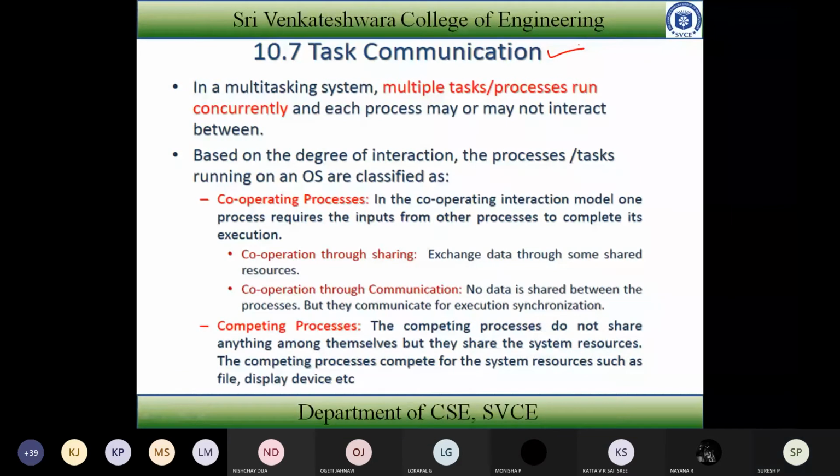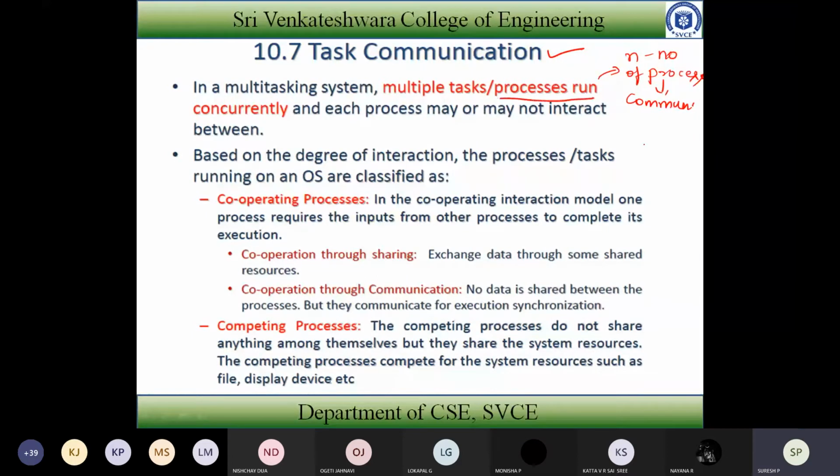Now, when you have communication between the tasks, in a multitasking environment, a number of tasks will be running concurrently or in parallel. When a number of processes are running in parallel, one process may require data from the other process, so they have to communicate. But at what level is the next question. Whenever a number of processes are running, they have to exchange messages and data, where the data is required from one process by another process.